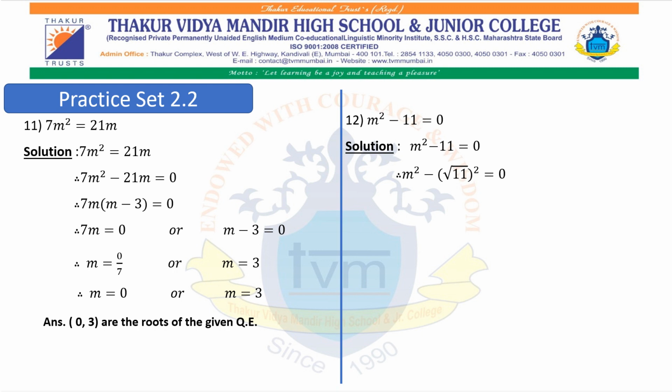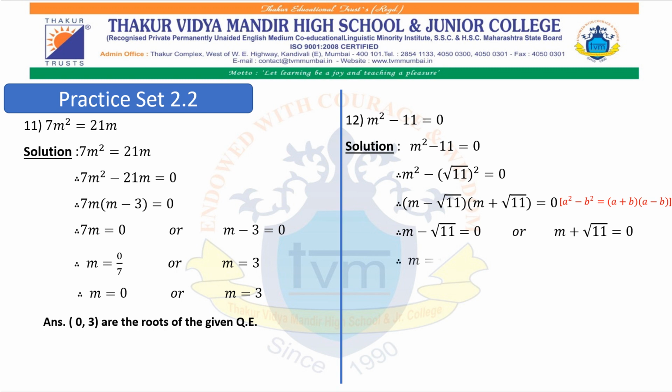Again here we can apply the formula of a square minus b square. After applying it, we will get (m minus root 11) into (m plus root 11) equals 0. The formula we applied is a square minus b square equals (a plus b) into (a minus b). Again the bracket will be split and can be written as m minus root 11 equals 0 or m plus root 11 equals 0.